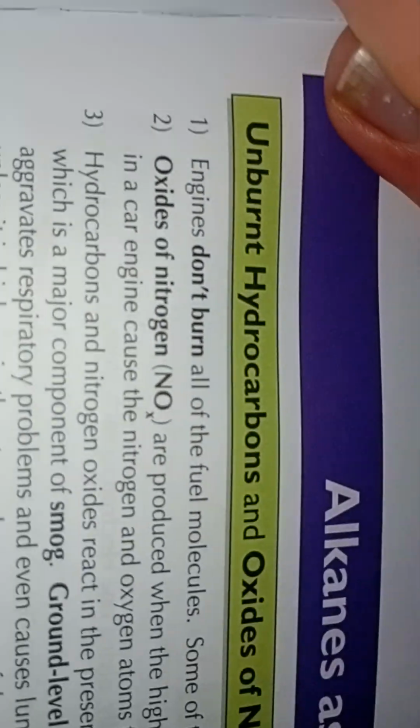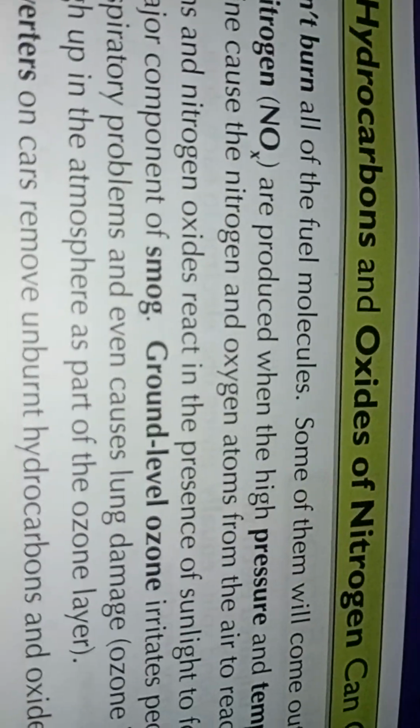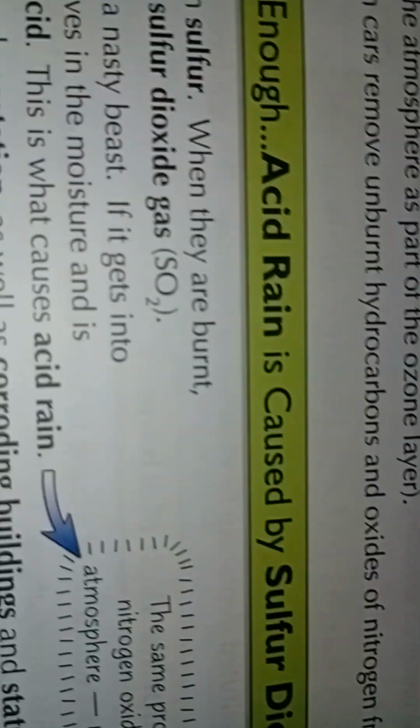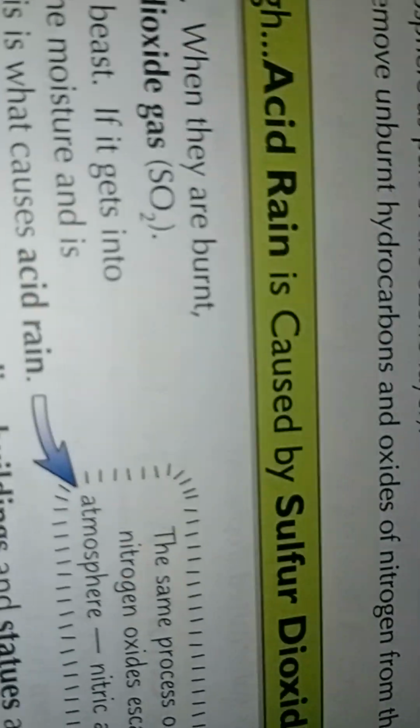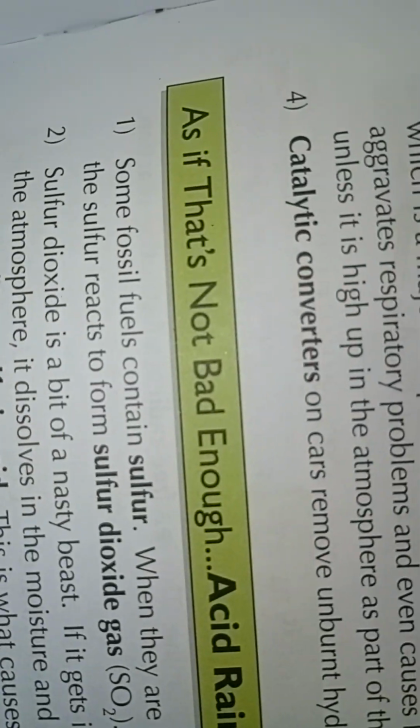So, as per here, unburnt hydrocarbons and oxides of nitrogen. Oxides of nitrogen are produced when the high pressure and temperature in the car engine cause nitrogen and oxygen atoms from the air to react together. The same process as sulfur dioxide acid rain occurs when nitrogen oxide escapes into the atmosphere, i.e., it dissolves in the moisture and is converted into nitric acid. So that's obviously not nice stuff as well.